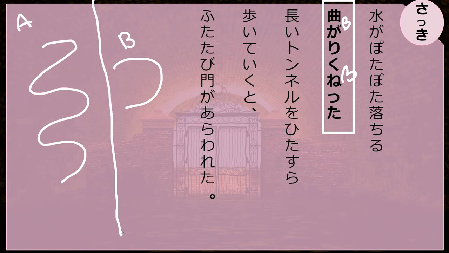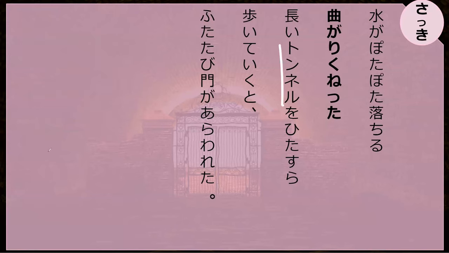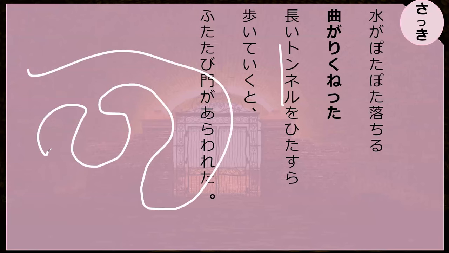It's A. A is magari kuneru. It insinuates multiple magarus, because kuneru also means to turn, basically. So it's one of those where you say the same kind of word twice in order to let us know this is happening a lot, versus just magari, where we could assume there's just one turn. So here, this is describing the tunnel.